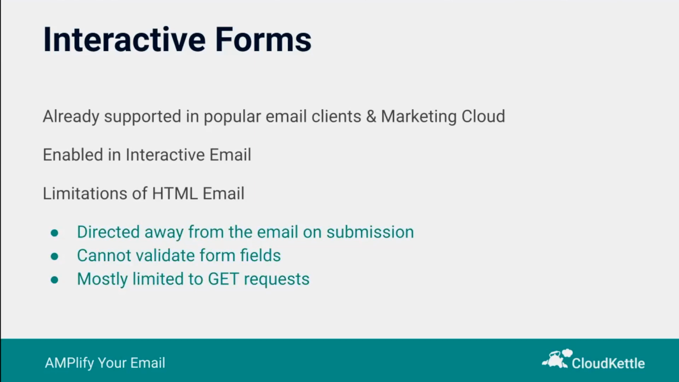AMP for Email addresses these shortcomings of email forms as it supports both GET and POST methods for form submissions, and there are a number of options for validating forms in AMP emails. AMP emails can either pass the response data returned from the server on form submission and display a custom message within the email, that is, for server-side validation, or there are comprehensive field validation options for displaying validation messages when the user attempts to submit the form or even as they type values in the fields.